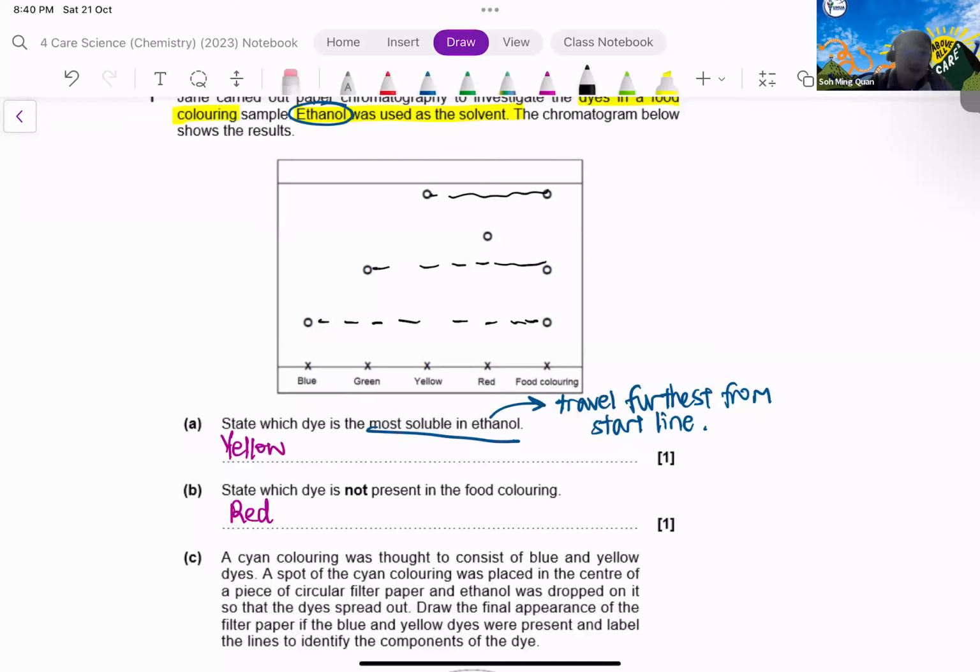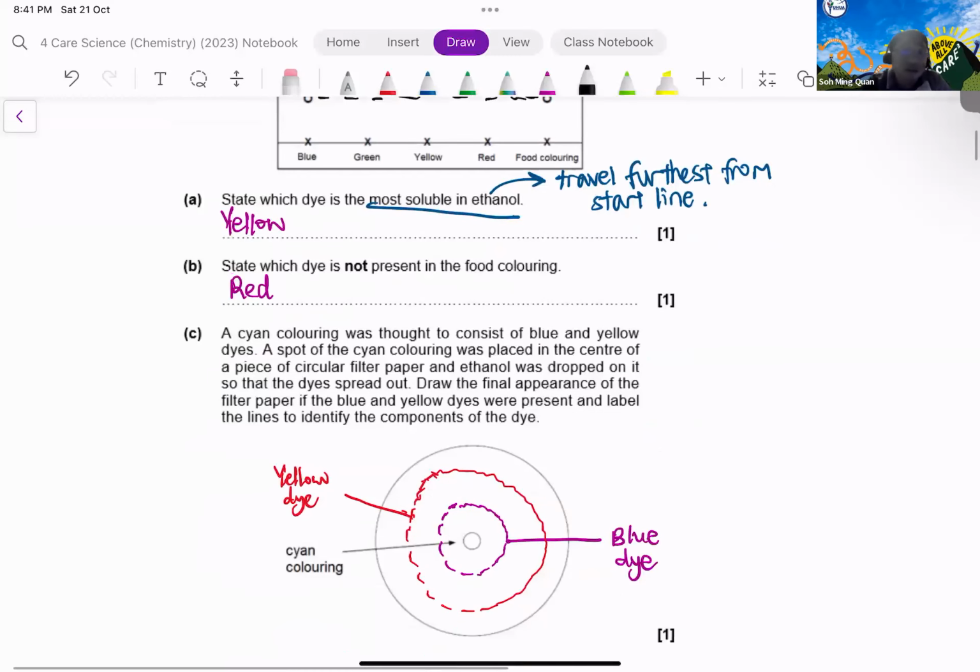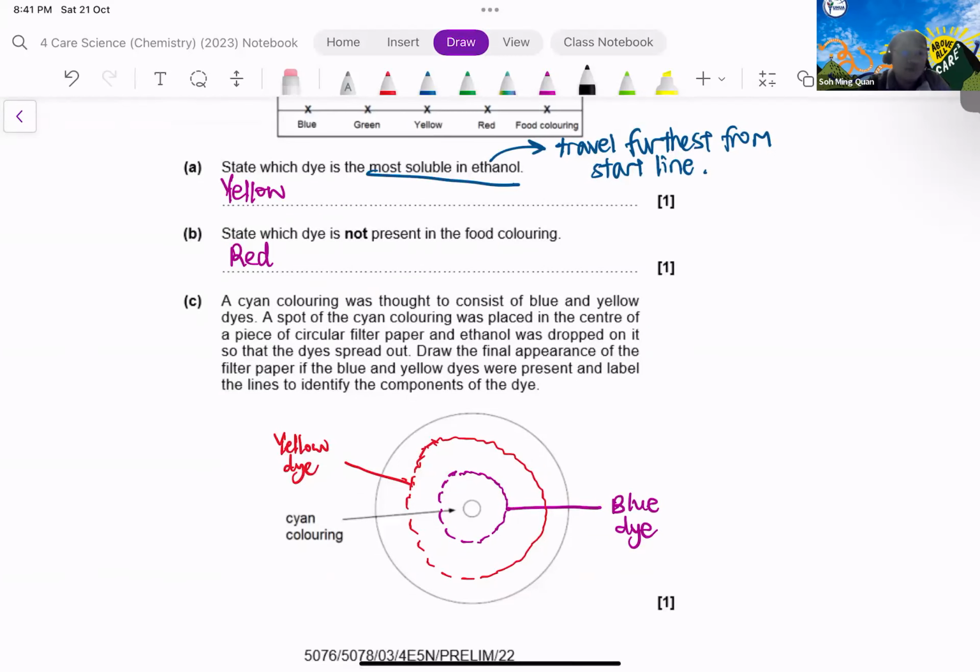However, as they move outwards, they will move outwards in a circular manner, which means that the pattern of the blue and yellow dyes will also be circular. And the distance moved depends on the solubility. The more soluble the dye is, the further it will move from the center. So your pattern will look like this. It should be a rough circle. The blue dye will be nearer the center. The yellow dye will form a circular ring further away from the center.